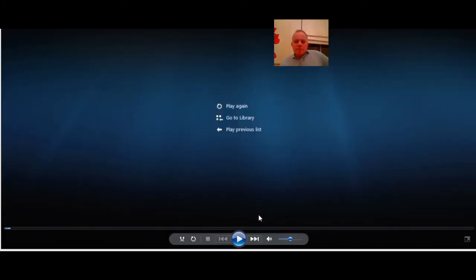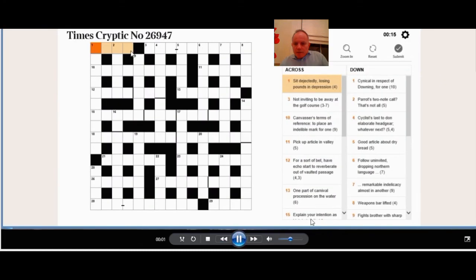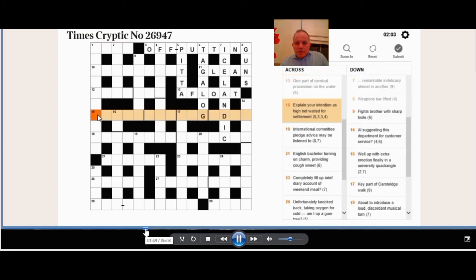Now, there are times when... go back to the clue for mail centre. Let's just find where that was. Okay, here. Now, I read this clue, 14 down, as AI suggesting this department for customer service. And that works really well for mail centre, if it was a phrase.